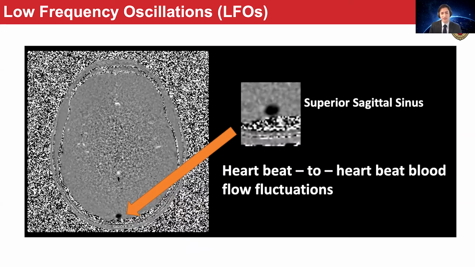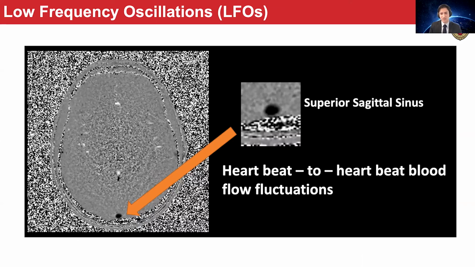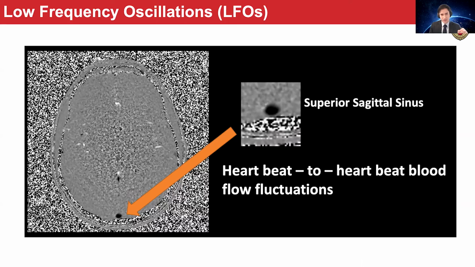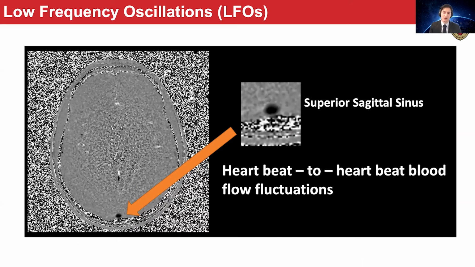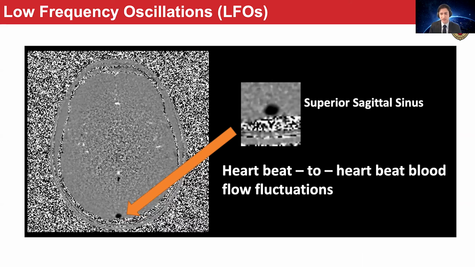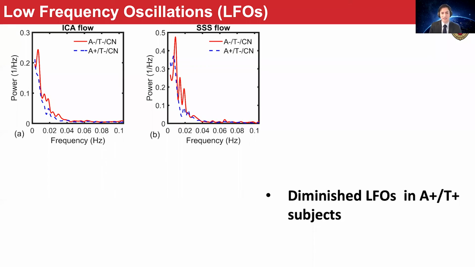In this example, you can see blood flow changes in the superoccipital sinus, that is a large intracranial draining vessel. From these heart beat-to-beat fluctuations, we can derive low-frequency oscillations, which are a surrogate marker for autoregulation-related vasomotion and respiratory dynamics. And here you can see LFO's power spectral density analysis.